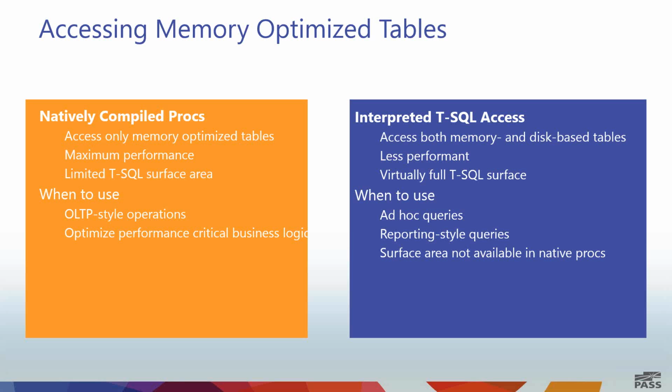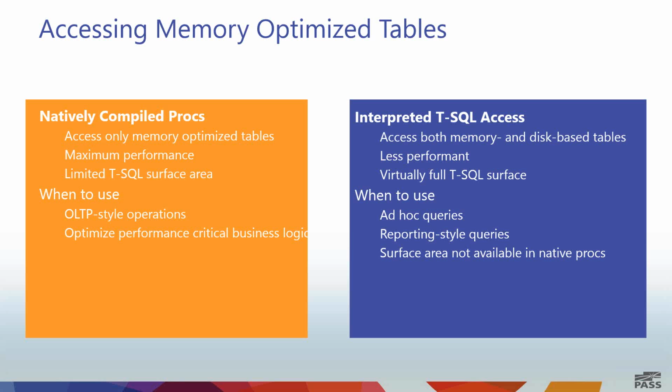Now, if you use interpreted SQL access, you can access both memory optimized and disk-based tables in the same transaction, or even in the same query. You can just do the joins across, for example, if you have reference tables. Of course, it's less performant, but you have virtually the full SQL surface area. So you can go crazy with your window aggregates, with your subqueries, case, all these things. You can just use those.